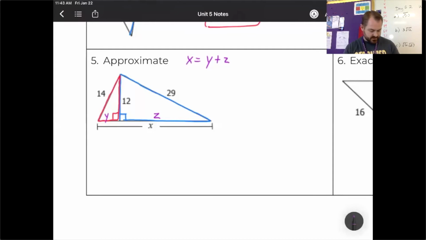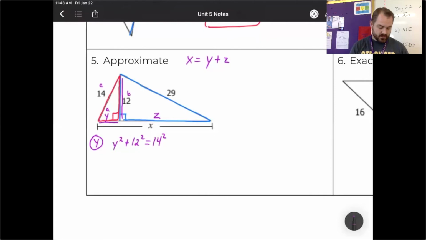So first I'm going to look at finding Y. Y, you should recognize, is a leg of this left side right triangle. The other leg is 12, so those are A and B. And then 14 is C. So that Pythagorean theorem looks like this: Y squared plus 12 squared equals 14 squared. We've been doing Pythagorean theorem quite a bit. You should be getting a little bit better at it. I want you to pause the video here and work this out and find the value for Y.